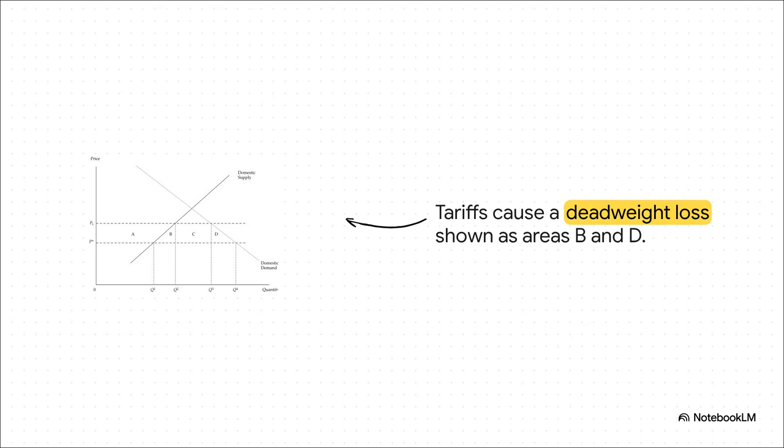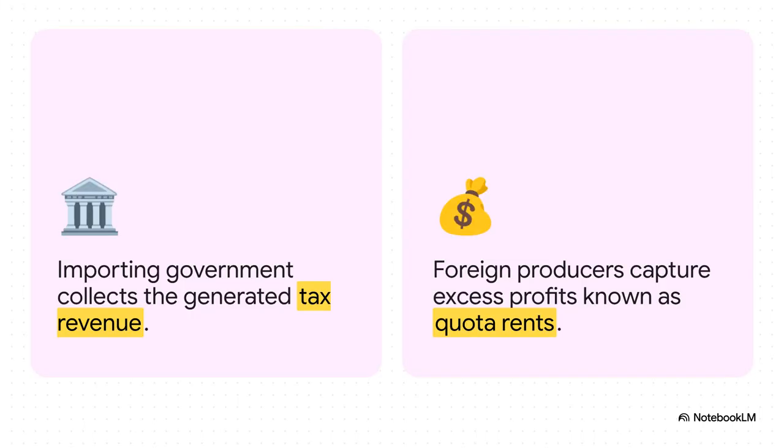It's pure inefficiency caused by keeping less efficient producers in the market and blocking what would have been mutually beneficial trades. Now let's compare tariffs with another really common trade restriction, quotas. While the tariff is a tax, a quota is a hard physical limit on the actual quantity of goods that can come in. The key difference here?